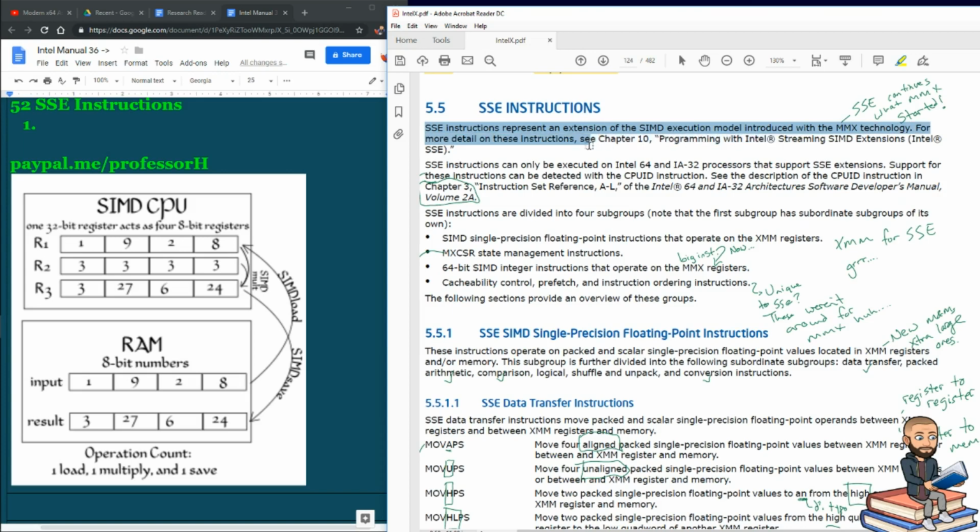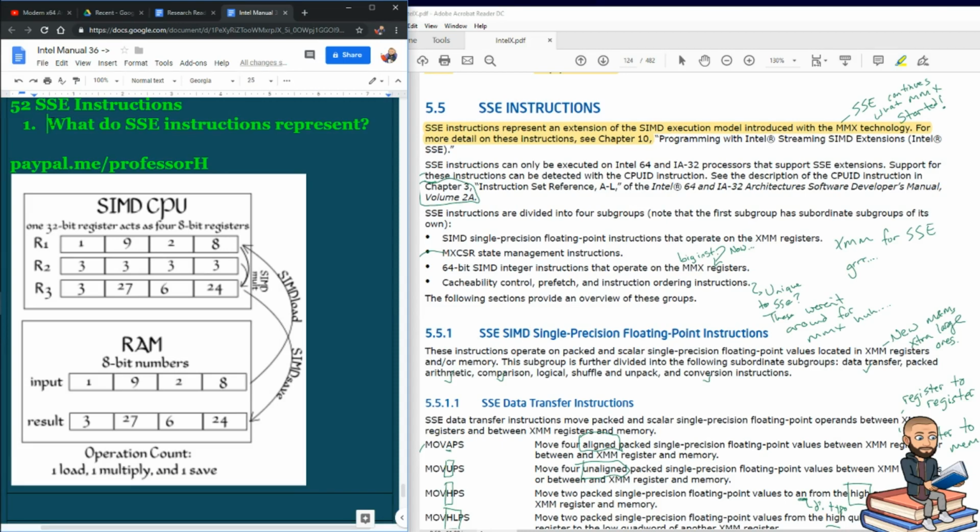And for more detail, they're going to tell us to go read chapter 10. So in my mind, I just think SSE, the acronym, is just continuing what MMX started. M is at the beginning of the alphabet, S is coming next. Okay, that makes sense. It's next up in this whole adding extensions to your instruction set. So I guess that's as good a question as any: what do SSE instructions represent?